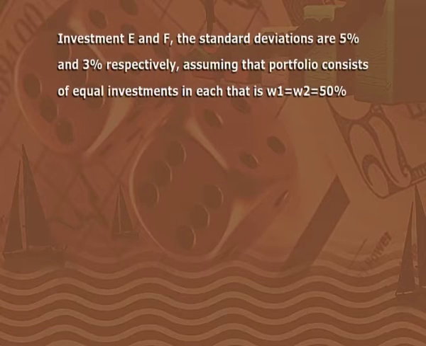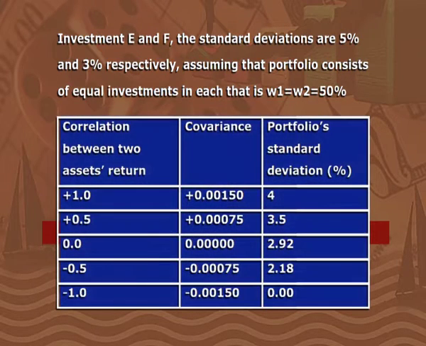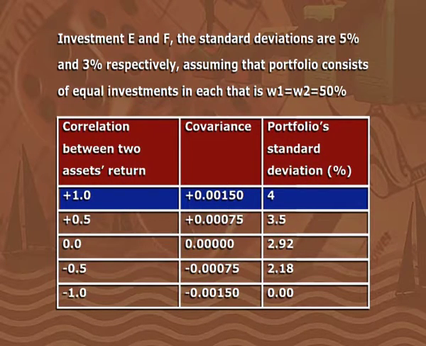By investing in assets that are less than perfectly correlated cash flows, risk can be gotten rid of, that is, reap the benefits of diversification. For example, investment E and F, the standard deviation are 5% and 3% respectively. Assuming that portfolio consists of equal investments in each, that is, W1, that is weight 1, is equal to weight 2 is equal to 50%. This table shows correlation between two assets' return. Under the first case, where correlation is +1, the covariance is 0.00150 and the portfolio standard deviation is 4%.